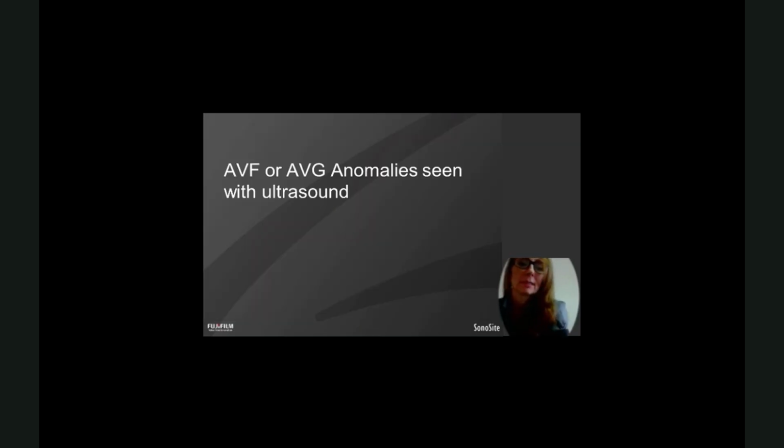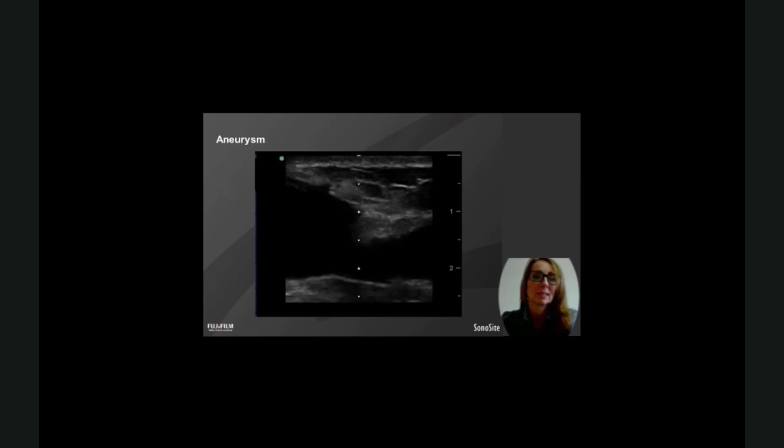So some of the anomalies that we see with ultrasound. This is an aneurysm. People always wonder what's the difference between an aneurysm and a false aneurysm. An aneurysm is where the entire vein wall has dilated up and become larger, but the blood is still within the vein structure. So that's an aneurysm, and this is a true aneurysm.